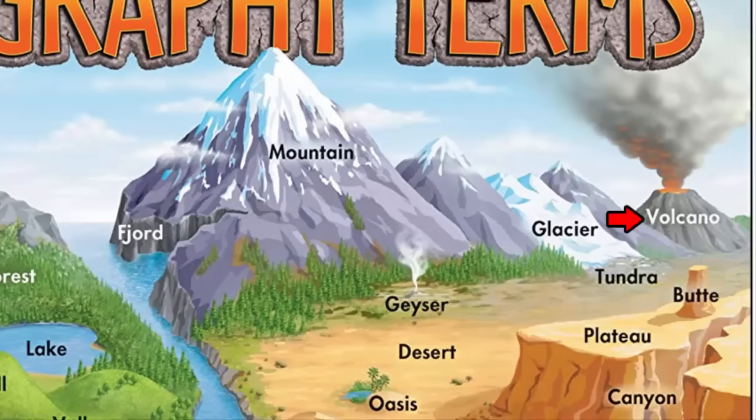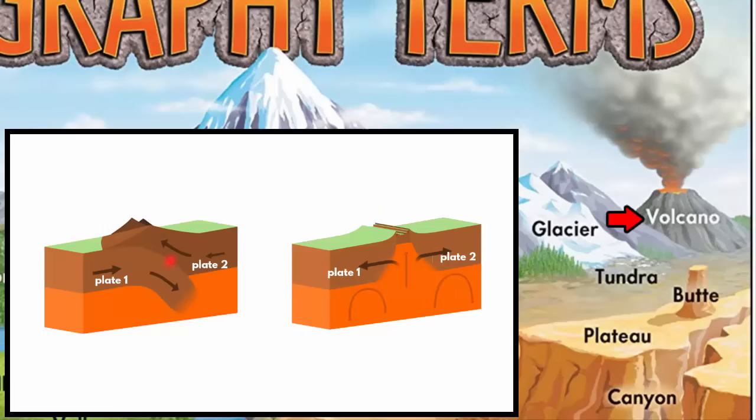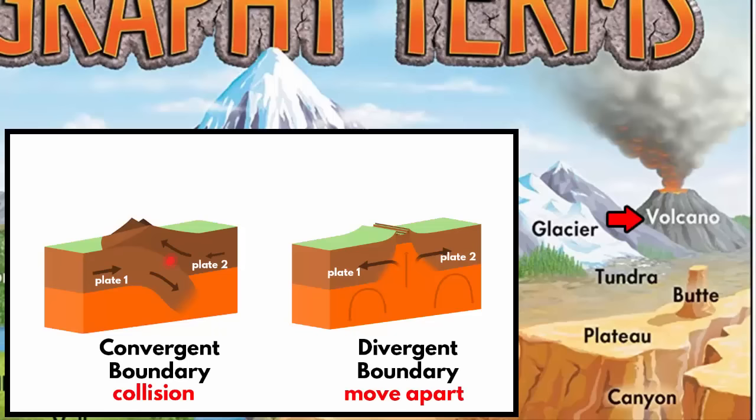Now coming to a volcano. Volcanoes are formed when magma comes out from within the Earth's upper mantle. Now how does magma come out of the Earth's crust? It can happen in two ways: when two tectonic plates collide, or when two tectonic plates move apart.